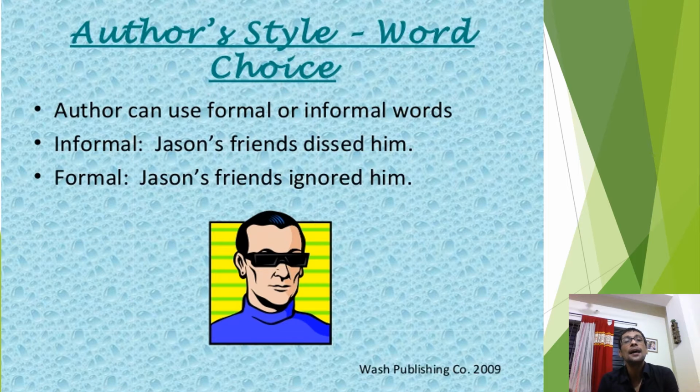Author style is related to word choice. We can say that an author can use formal or informal words. Let me give you one example. For example, Jason's friends dissed him. This is very informal, but the formal version would be Jason's friends ignored him. You can see the words have been chosen so that they are acceptable for formal writing. The first one, informal writing, Jason's friends dissed him, means ignored or avoided someone. But the second one is very right and very formal: Jason's friends ignored him.